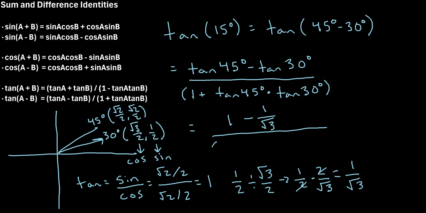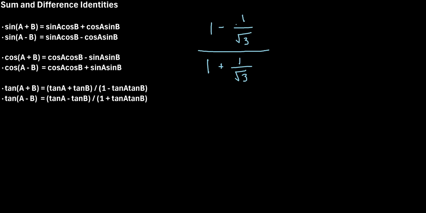Now in the denominator we have 1 plus the tangent of 45, which we just found was 1. And that's getting multiplied by the tangent of 30, which we just found was 1 over square root of 3. So let's erase some of this so we have some more room to work with. Okay, so here's where we're at. We have 1 minus 1 over root 3 divided by 1 plus 1 over root 3.